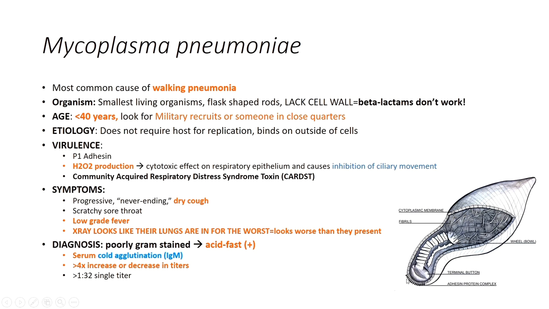So these guys are flask-shaped, they have this little adhesion protein complex. That's your P1 adhesin, and that pretty much sticks to the outer surface of the membrane. It's like a little outer ectoparasite. It secretes hydrogen peroxide. That's one of its virulence factors, and it's cytotoxic, and it also damages not only the respiratory epithelium, but RBCs, and this can also inhibit the ciliary movement, allowing for the pathogenesis of this disease.